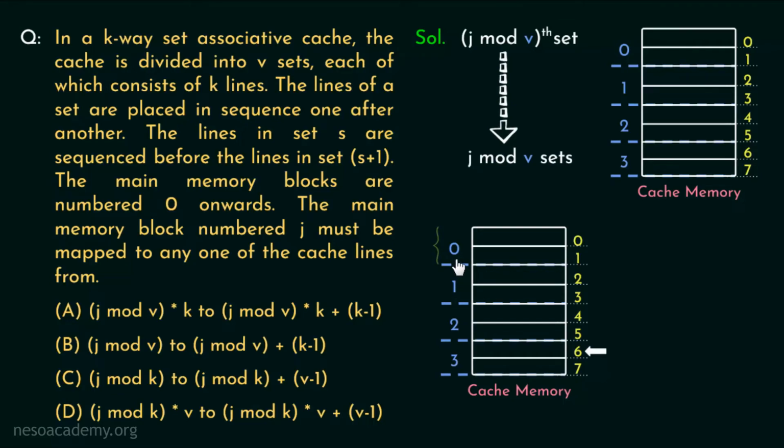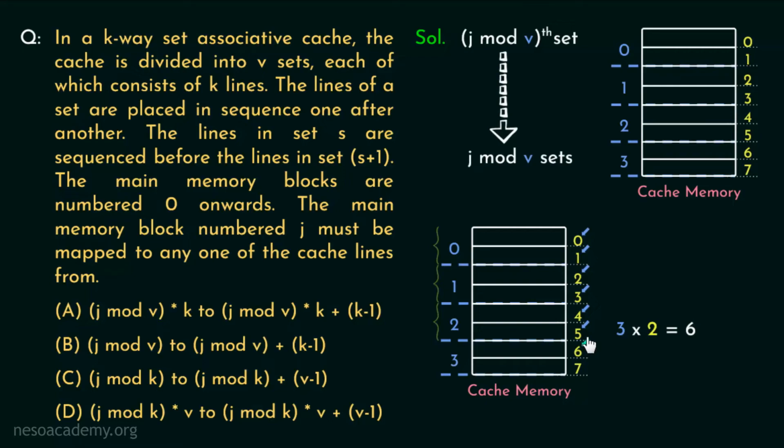And set number 0 has 2 different lines, line number 0 and line number 1. Thereafter, we need to cross the set number 1, which has line number 2 and line number 3. Similarly, we need to cross the line number 4 and 5 in order to get to the line number 6. Therefore, we need to cross 3 different sets and each of the set is going to have 2 lines in them. That means 6 different lines. So, in order to get to the line number 6, we need to cross 6 lines.